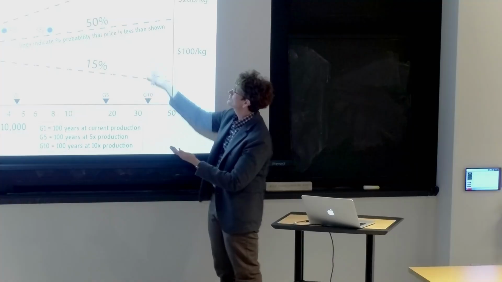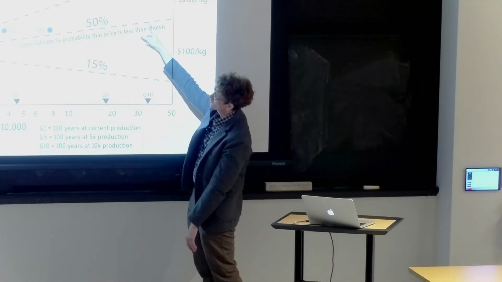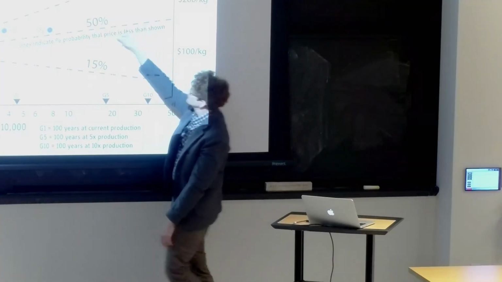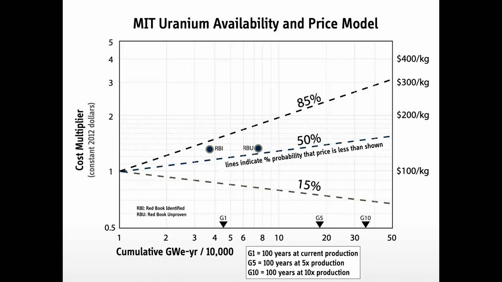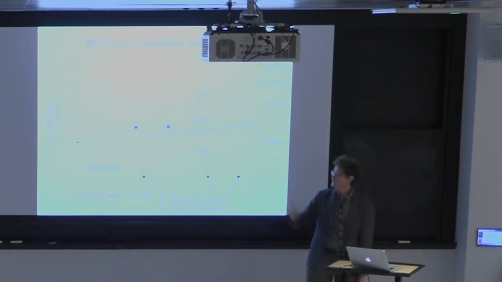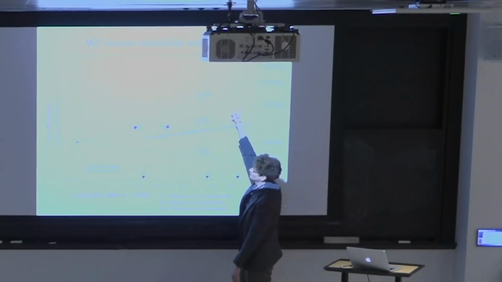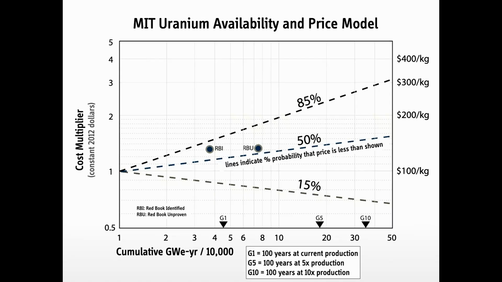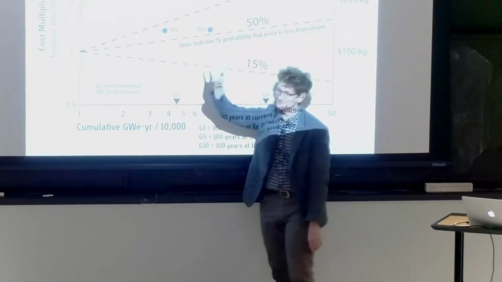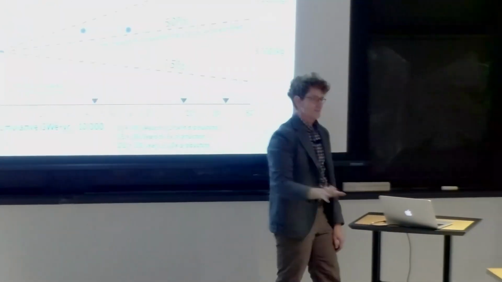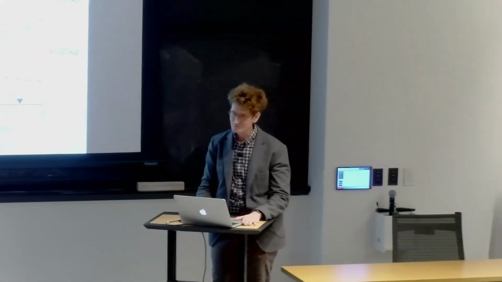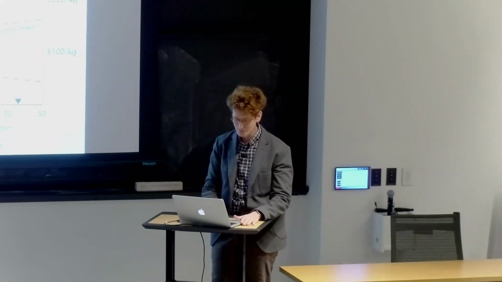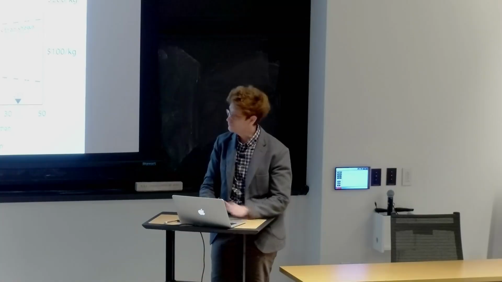For 100 years of operation, there's a 50% chance that the price will be no more than 1.4 times the current price. There's an 85% chance that the cost will be less than triple. So this is not a problem. Uranium's availability is not a serious problem.